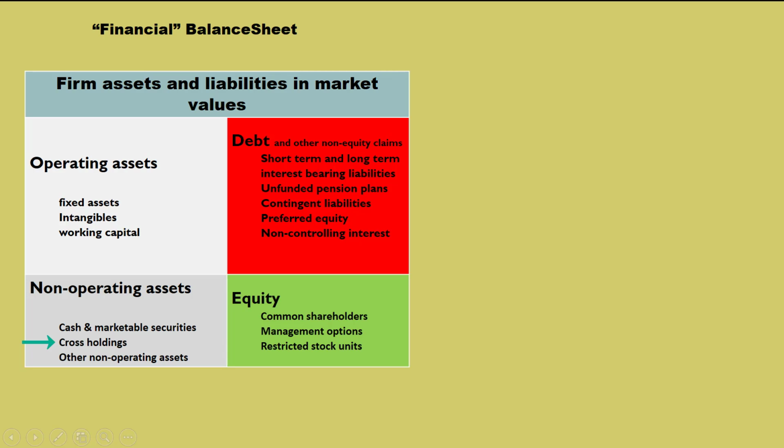Are there non-operating assets other than cash and cross-holdings? Yes, there might be other non-operating or unutilized assets such as unused land or unused real estate that the company owns. While these assets may have substantial value, they are not currently generating cash flows and therefore their values are not taken into account when discounting operating cash flows. Therefore, you need to add the value of those assets.